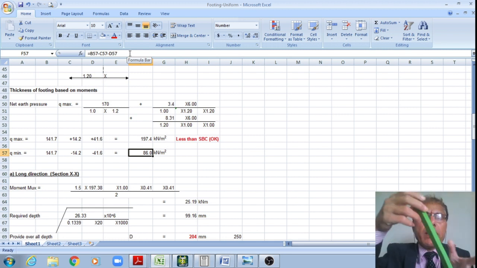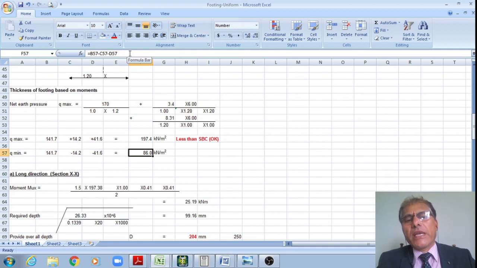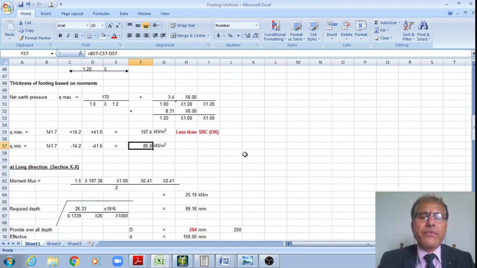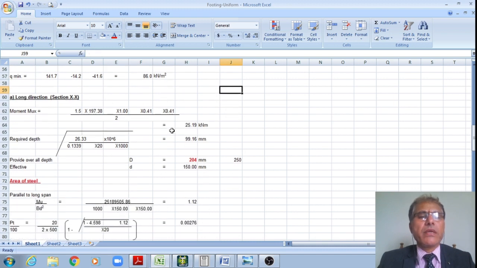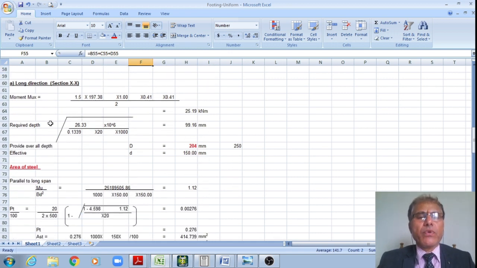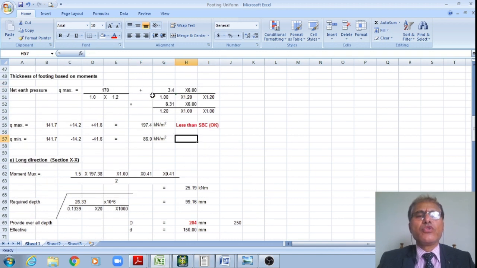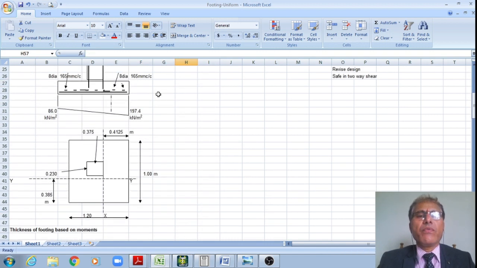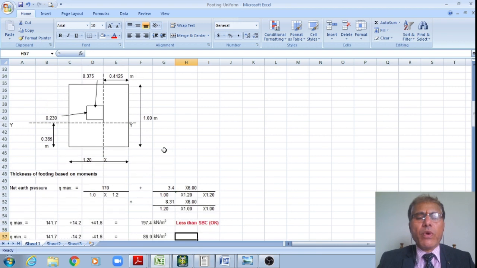If it is at all negative, then it will lose contact with the soil. Therefore, it is not acceptable, since the soil cannot take any tension, whereas it can take infinite compression, no problem, right? That is how it is okay in both checks, from the maximum bearing stress SBC as well as the minimum tension point of view. No tension is occurring. Therefore, the assumed length and breadth of 1.2 by 1 meter is okay.